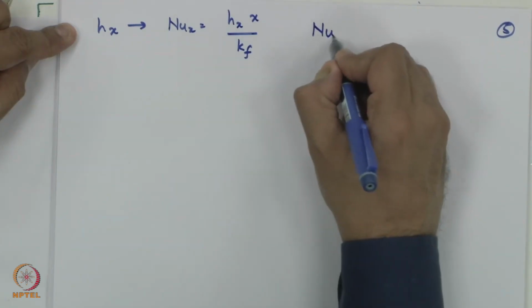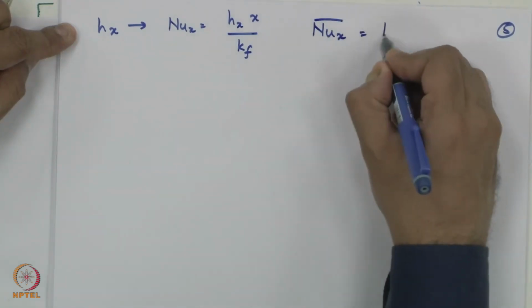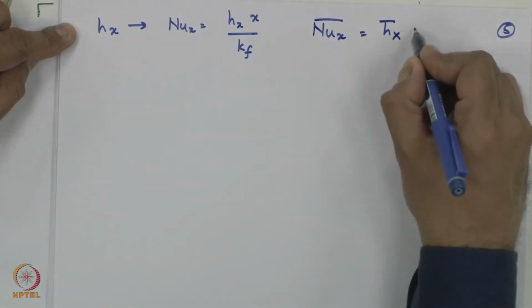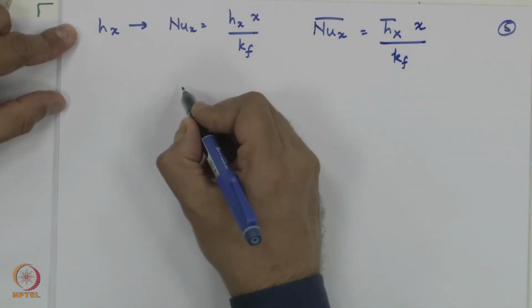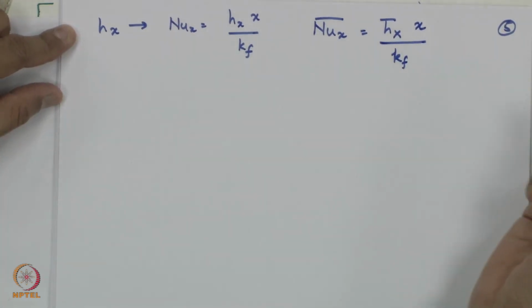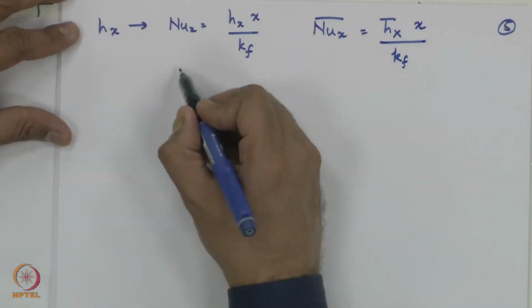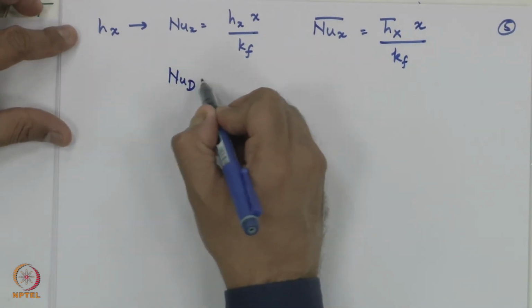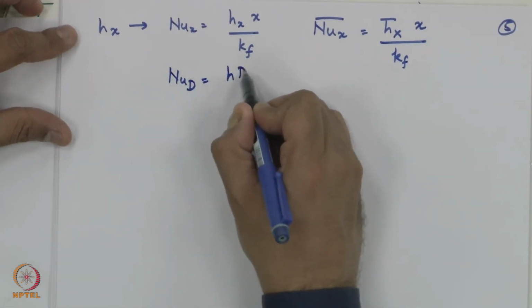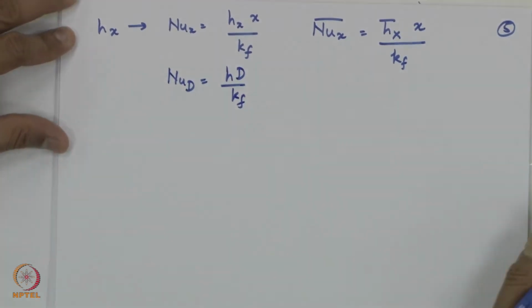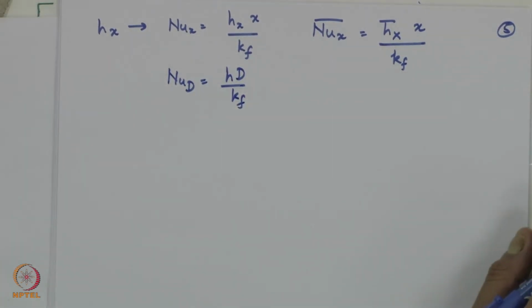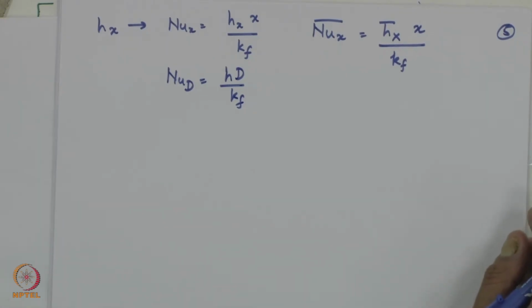Average over that length is the average value over that length into that length by kf. You replace x by L, you would get for the entire length of the flat plate. Nusselt number, where the characteristic dimension is that of the diameter of the pipe, it is just hd by kf. So, these definitions you can introduce to the students right away.